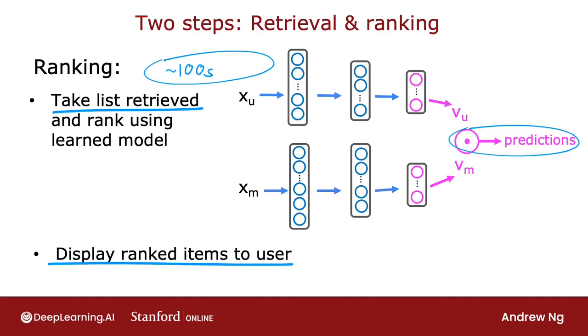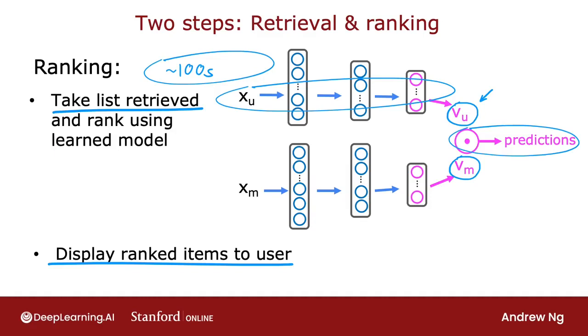And then you can just display the ranked list of items to the user, depending on what you think the user will give the highest rating to. One additional optimization is that if you have computed VM for all the movies in advance, then all you need to do is to do inference on this part of the neural network a single time to compute a VU, and then take that VU that you just computed for the user on your website right now, and take the inner product between VU and VM for the movies that you have retrieved during the retrieval step. So this computation can be done relatively quickly if the retrieval step just brings up, say, hundreds of movies.